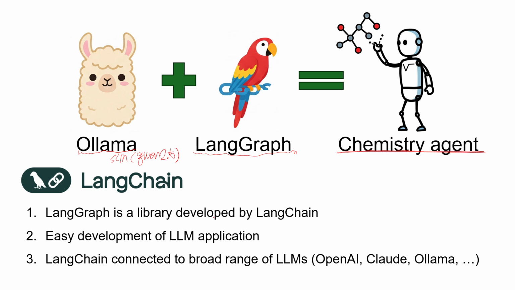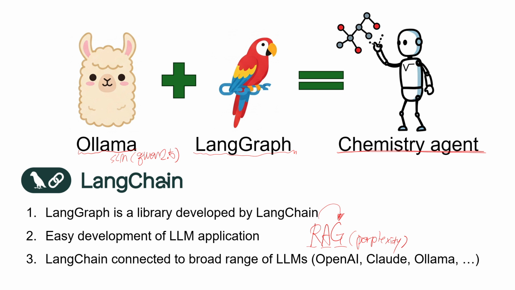LangGraph is a library developed in LangChain, and it's for easy development of large language model applications. So it provides many good tools to easily deploy a chatbot or RAG, which stands for Retrieval Augmented Generation. Maybe a good example is Perplexity, which searches information to give a better answer.